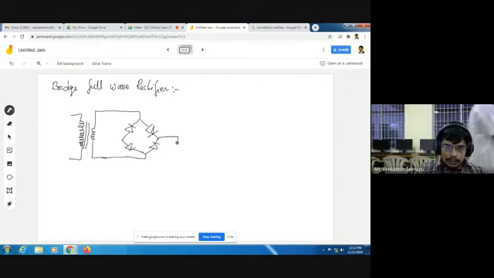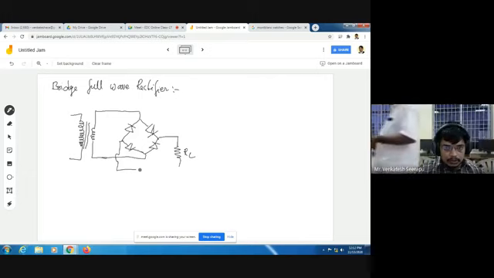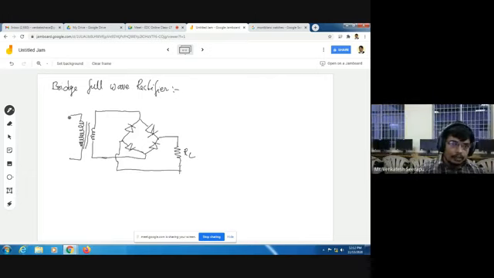Here we will take the output. This is the load resistance RL, and here we will take the output. Here we will give the input from our mains supply, which is 230 volts AC and 50 Hz. Here we will take the output signal. So it is a bridge full wave rectifier, the diagram of a bridge full wave rectifier.